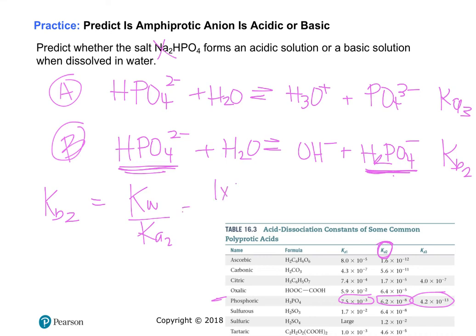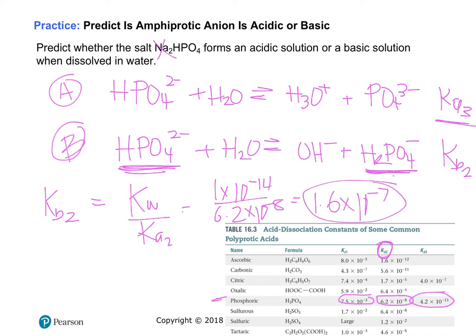So we're going to do 1 times 10 to the negative 14 divided by Ka2, which is 6.2 times 10 to the negative 8. So what we get here is our Kb for this reaction, for our hydrogen phosphate acting like a base, is 1.6 times 10 to the negative 7. So now we can compare Ka3, which is 4.2 times 10 to the negative 13, to this Kb, 1.6 times 10 to the negative 7. Well, the Kb is larger, so this solution is going to be basic.